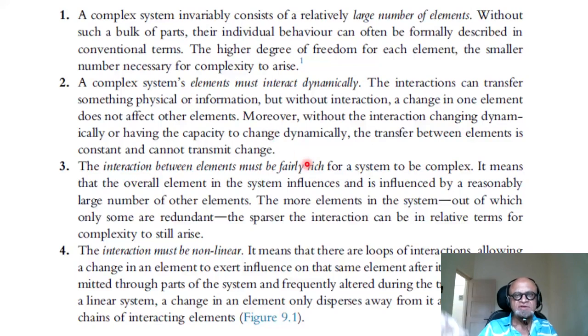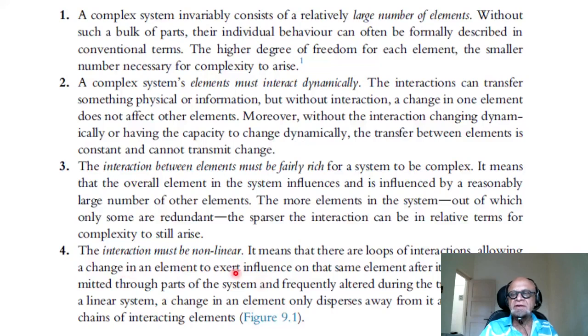So, as I said, the force I put depends on whether I'm holding a crushable plastic or paper or a ceramic cup. The interaction between elements must be fairly rich for a system to be complex. It means that each element in the system influences and is influenced by a reasonably large number of other elements. The more elements in the system, out of which only some are redundant, the sparser the interaction can be in relative terms for complexity to still arise. So some people don't have a complete hand, they may have few fingers missing, but they can still function. In that sense, some may be redundant, but obviously when you have all of them, you can do many more things. Let's say you are a baseball pitcher or a cricket bowler and so on, then you may use all fingers, right?